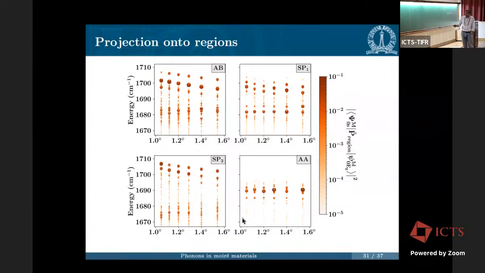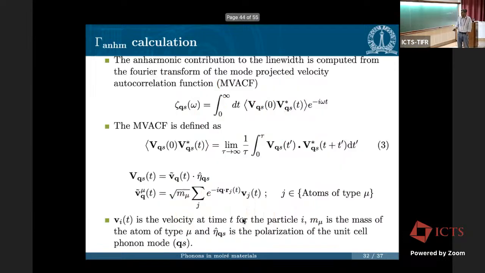And indeed, you again see that the phonon modes are actually localized very differently in all of these regions. You see that some of these modes are pretty strong in the AB region, whereas other modes are equally strong, or stronger, in the SP1 region, or in some other regions. So again, the argument still carries through. At least that's what we think.